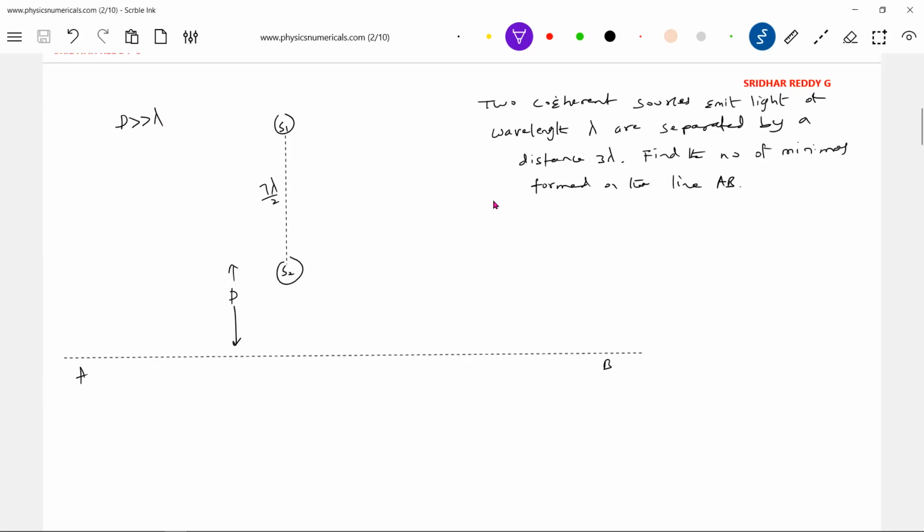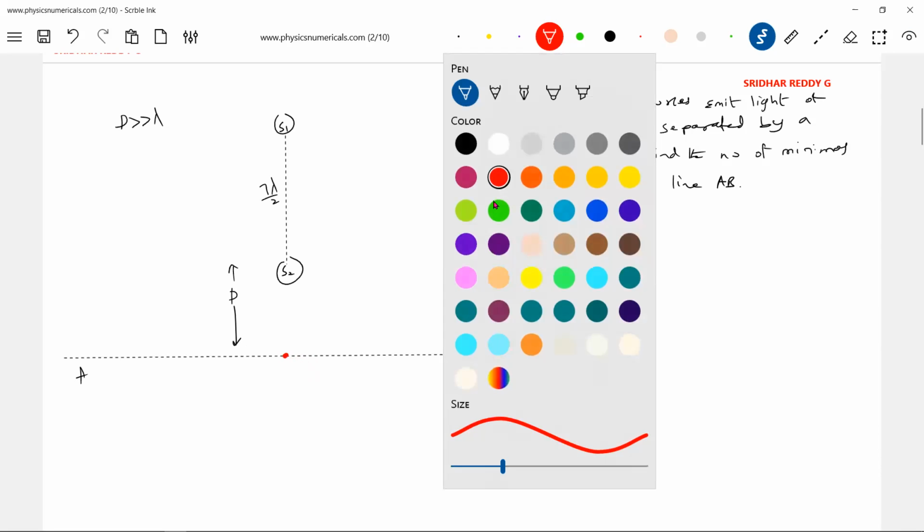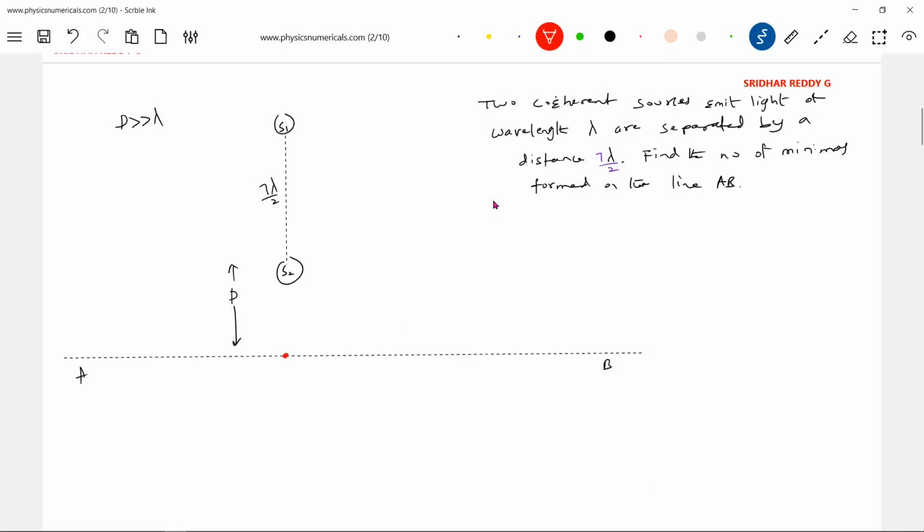Now again, two coherent sources emit light of wavelength lambda, separated by a distance of 7 lambda by 2. Find the number of minima formed on the line AB, where this distance is very much greater than lambda. First, what will be the path difference here? It will be 3.5 lambda. Let me go for a thinner pen. 3.5 lambda. Next, what do we get? 3 lambda.